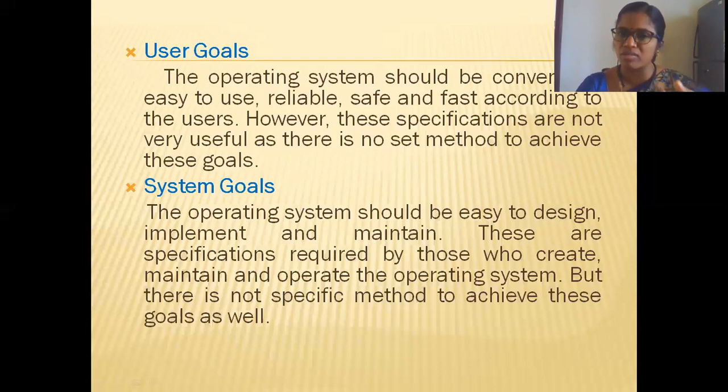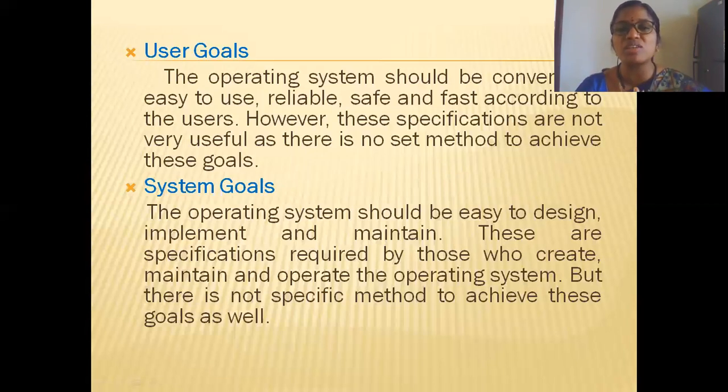He wants it to be reliable and safe. It should not lose any kind of data. Safe means his data should not be hacked by any other person, and it should be fast and easier to use. So the user requires all these things. These are nothing but the design goals of the user.